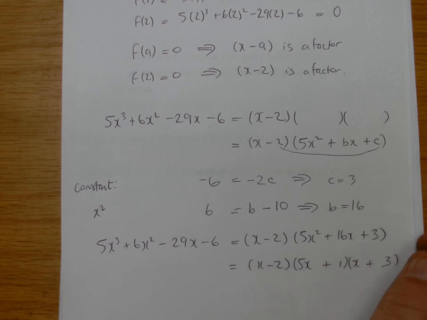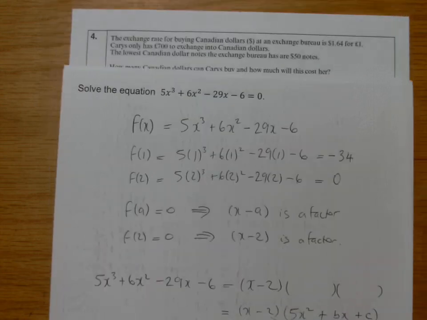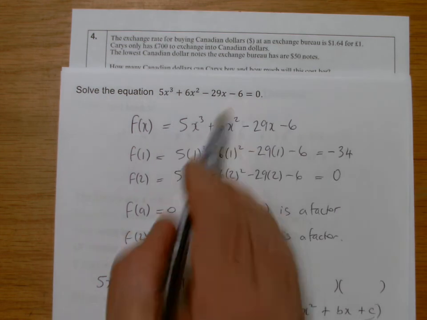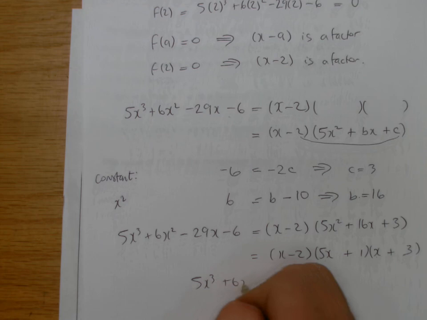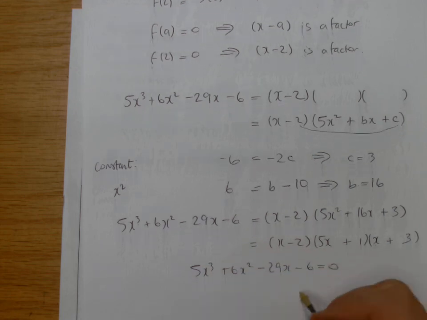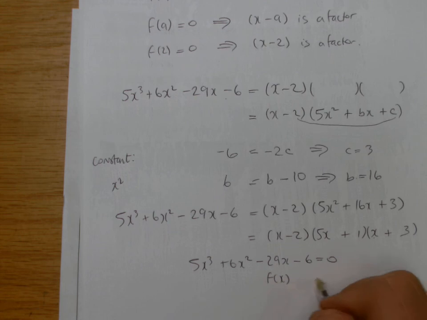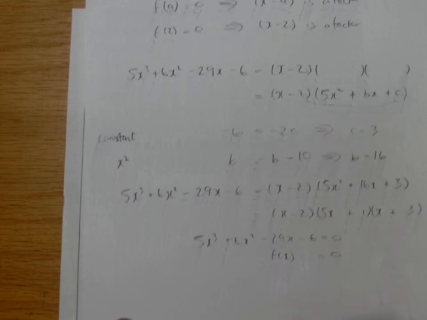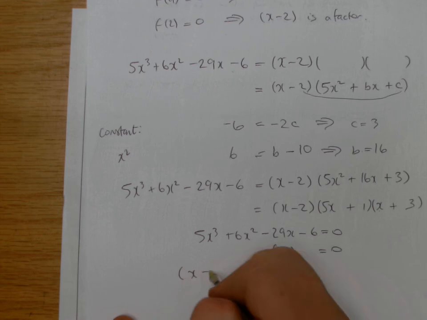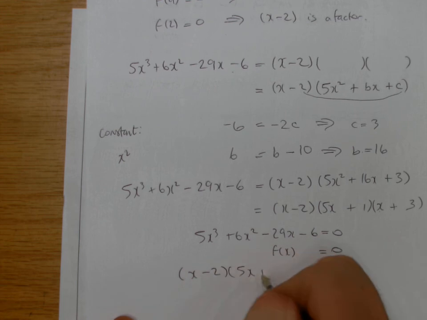Now, we're still not done, aren't we? Because if we go back to the beginning, it says solve the equation equals 0. In other words, 5x cubed plus 6x squared minus 29x minus 6 is 0, which means that f of x is equal to 0, because we've called this f of x. And f of x, we've factorized it into these three brackets. So we could say these three brackets are equal to 0.